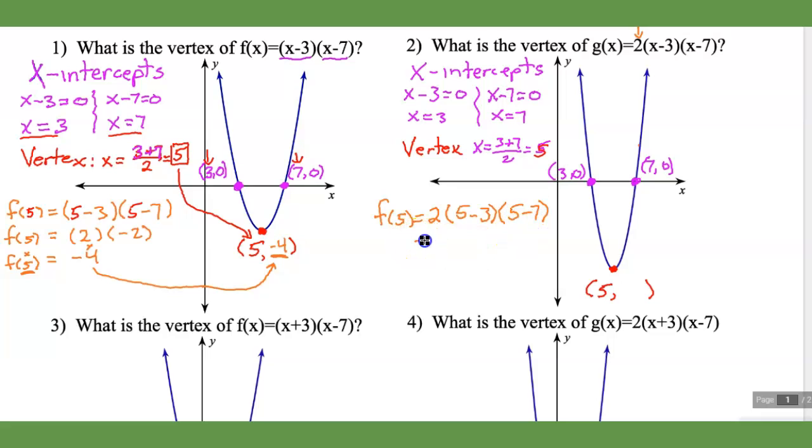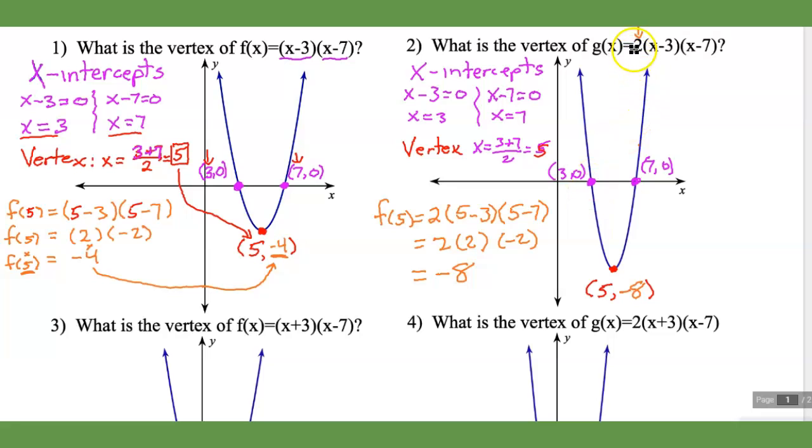So you might be able to predict already what's going to happen. Before we just had 2 times negative 2, right? We had 5 minus 3, which was 2, and the 5 minus 7 gave us negative 2. But now we have another 2, the GCF. So instead of negative 4, now we have 2 times negative 2, which is negative 8. So that GCF had an effect on how far down that vertex goes.